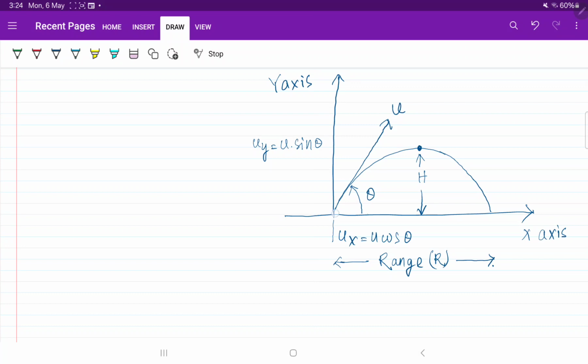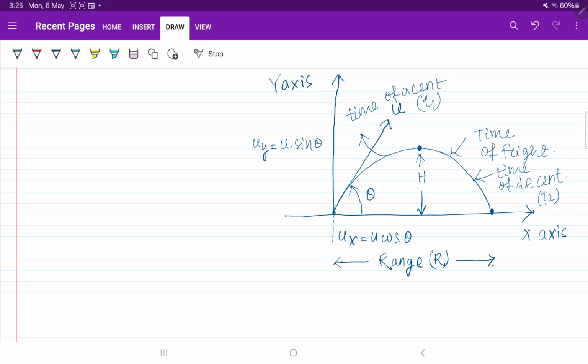To complete the journey from the initial to the final point, the total time required is known as the time of flight. The time of flight consists of two components: the time of ascent and the time of descent. Let the time of ascent be denoted as t1 and the time of descent as t2.